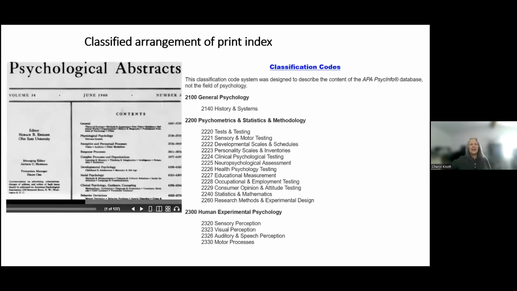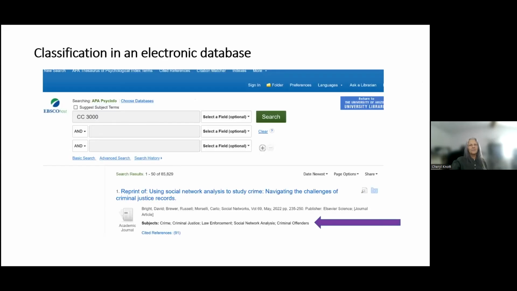Okay, and then psychological abstracts, as I said, the main volumes were organized into categories, and the categories had numbers assigned to them. And I think category 3000 is for social psychology, and you can search it still in PsycInfo, and I've done it there, CC 3000.